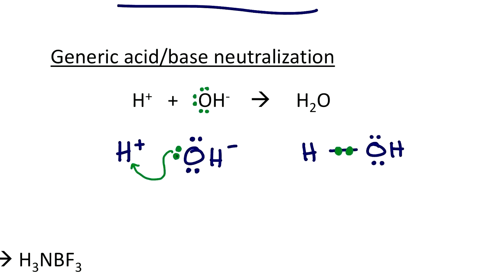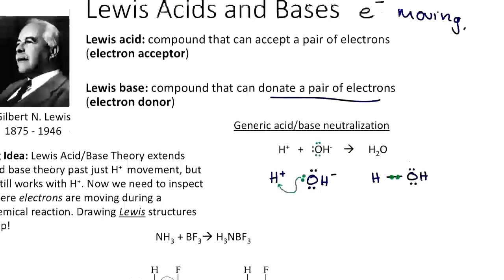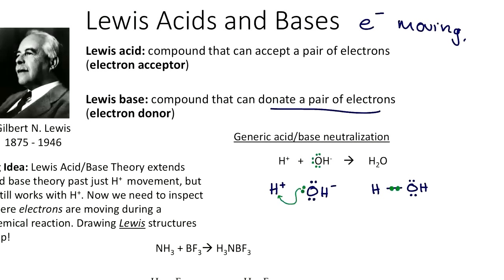Okay, so in this reaction, let's think about electron movement. What substance is donating the electrons? H plus or OH minus? OH minus is donating the electrons. So based on Lewis acid base theory, that makes OH minus what? The Lewis base, because Lewis bases are electron donors. And so then what substance in this reaction is accepting those electrons? The H plus. And so based upon this definition, H plus would be our Lewis acid.